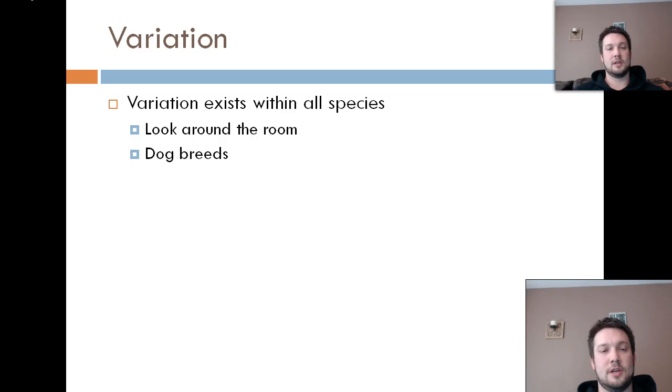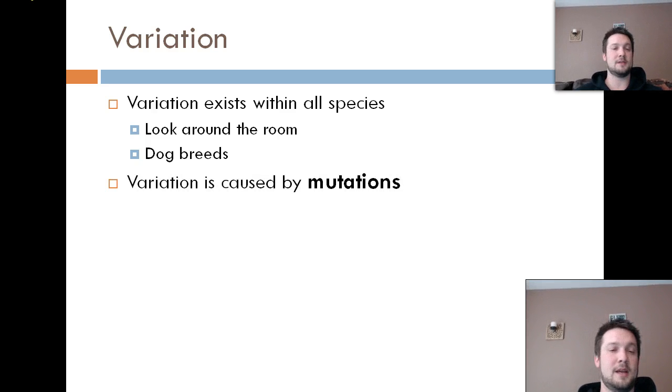Okay, so variation. What you should have in your notes about it is that it exists within all species. So no species is made up of clones, whether that be humans or plants or bacteria. You always have some variation within the species. And as we learned back in Objective 7, variation is always caused by mutations. So when we talk about variation, a lot of what we're talking about is the alleles that you have. For traits, maybe you have 2 or more alleles. That's usually where variation starts, and that comes from mutation.